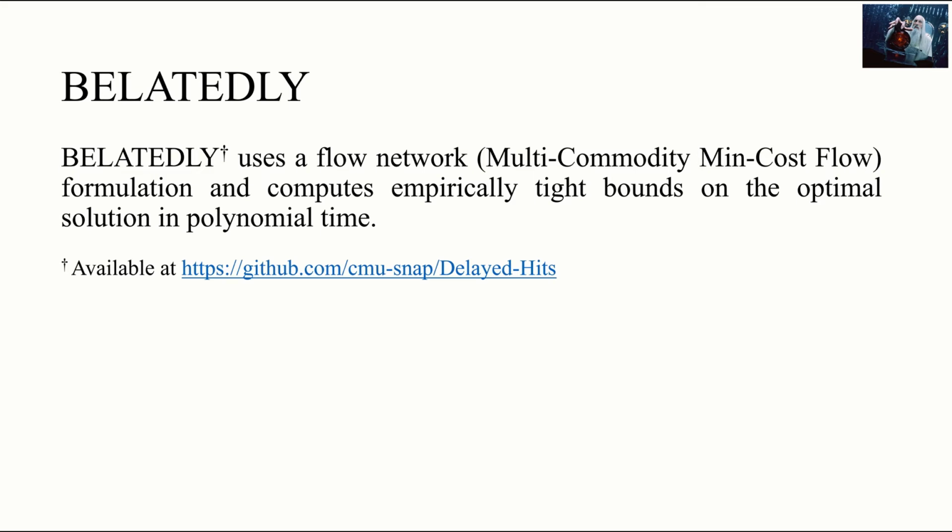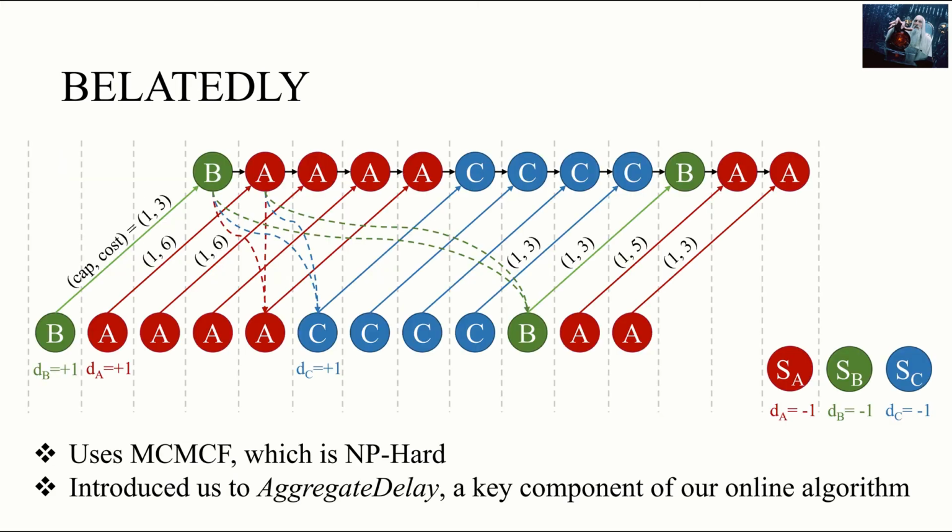We find the answer to the latency minimization problem in the form of a flow network formulation. Our offline algorithm, Belatedly, computes empirically tight bounds on the optimal latency in polynomial time. Unfortunately, I don't have time to explain the flow formulation in any kind of detail, but there are two points about it that are worth noting.